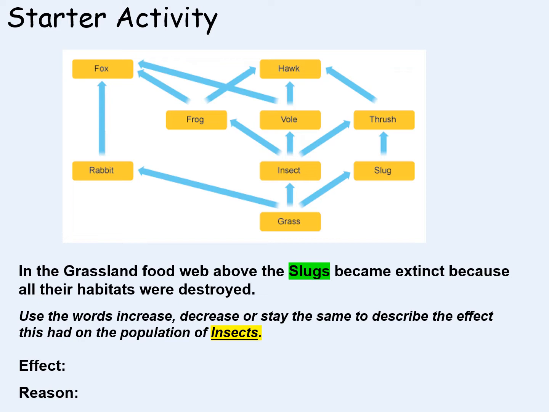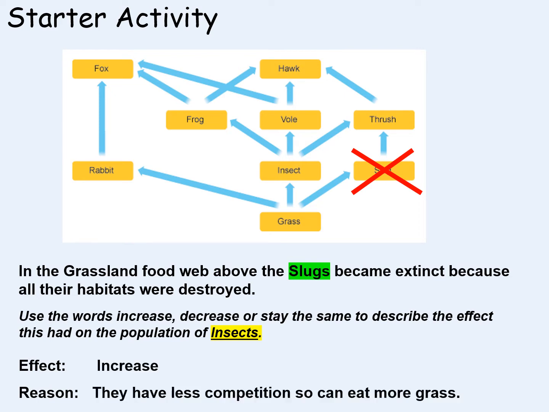So the answer to this question would be, if we remove the slugs, the insects would increase, and that's because there would be less competition for the grass with the slugs away. If you got the answer correct, well done. If you struggled, then you should go back and watch video tutorial 2 on interdependence again.